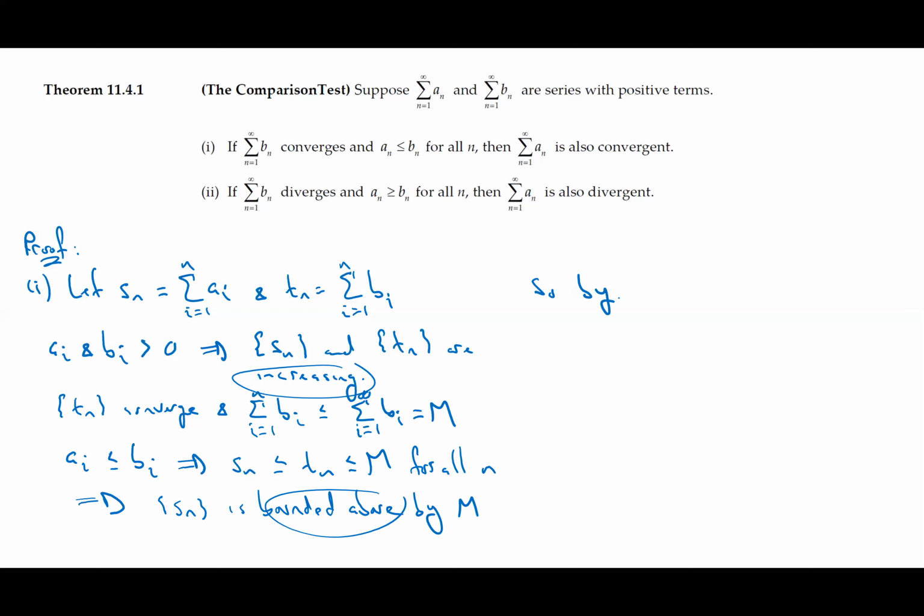So by my numbering, theorem 11.1.5, the bounded monotonic theorem, my series AN must converge. Okay? All right. So let's now take a look at the second piece, divergence.